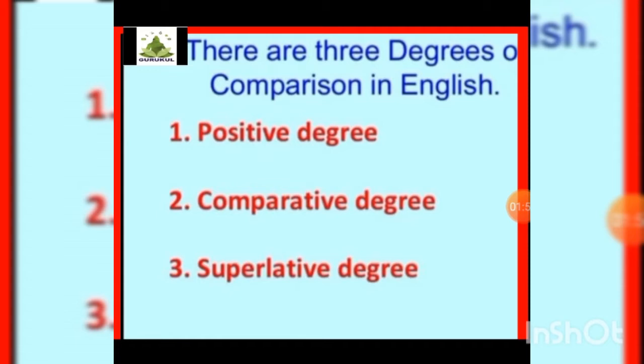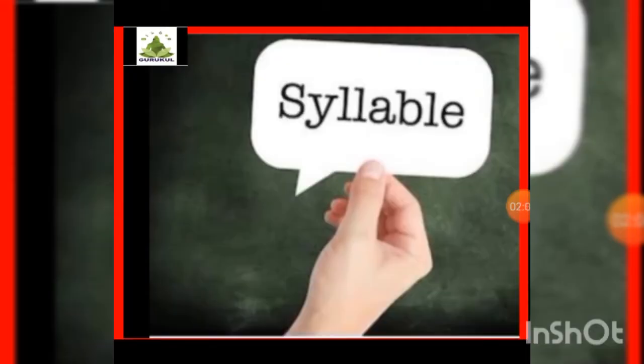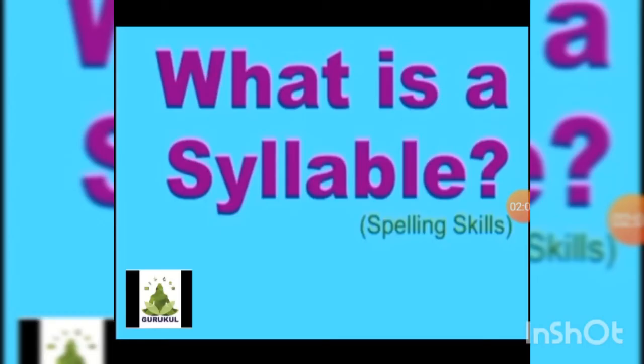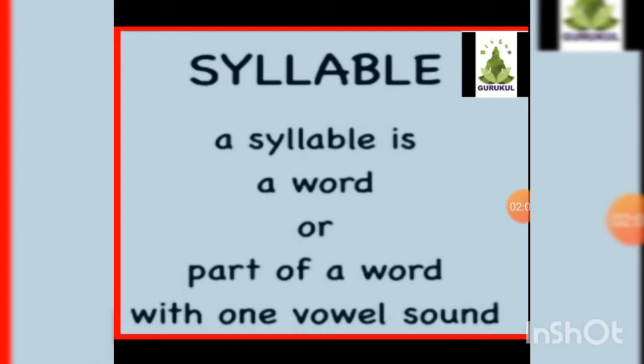Okay, but before starting the chapter, I would like to first explain what a syllable is. Okay, what is a syllable? So let's see the syllable's definition. A syllable is a word or a part of a word with one vowel sound.